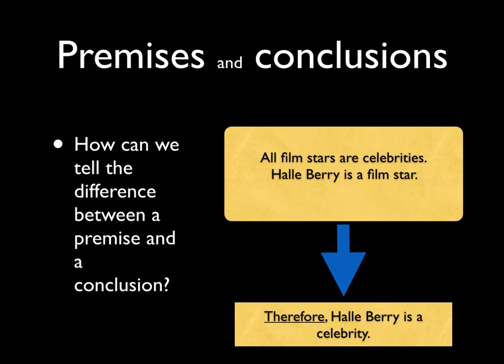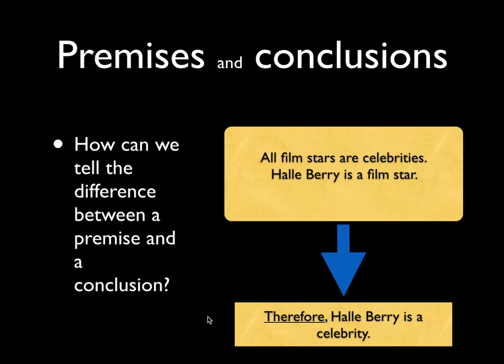So first of all, let's look at this argument on the screen. It says, all film stars are celebrities. Halle Berry is a film star. Therefore, Halle Berry is a celebrity. Now, this is an argument, of course, and I want to point out that the argument is presented in this little area where I have one box with the premises and a nice handy arrow, and then down here something else that the arrow leads to, and of course that's our conclusion.